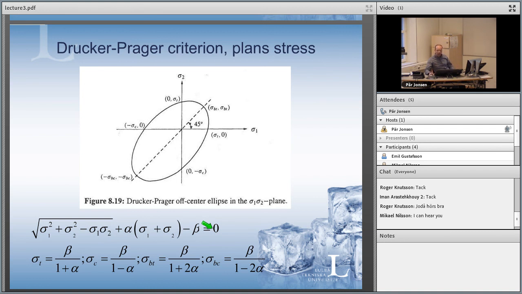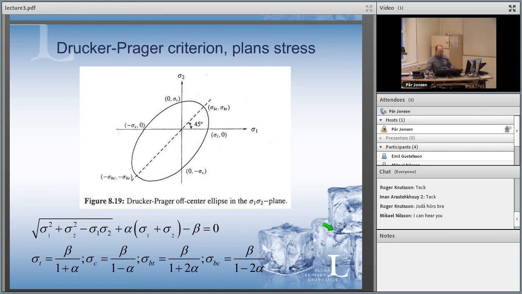This is purely sigma 1. This is purely sigma 2. Those are the same, sigma T, and it should be like that. But here you have a difference. Also you have pure compression, and pure compression. But this is the biaxial compression test, which gives values you can put here in the model. So this is a way of calibrating. And if you know how to measure, you can calibrate this point for plane stress.